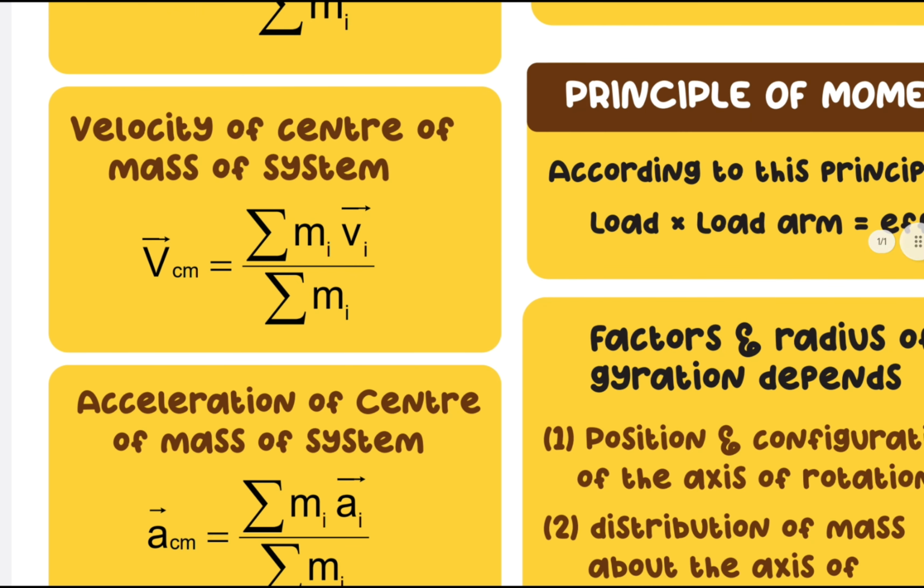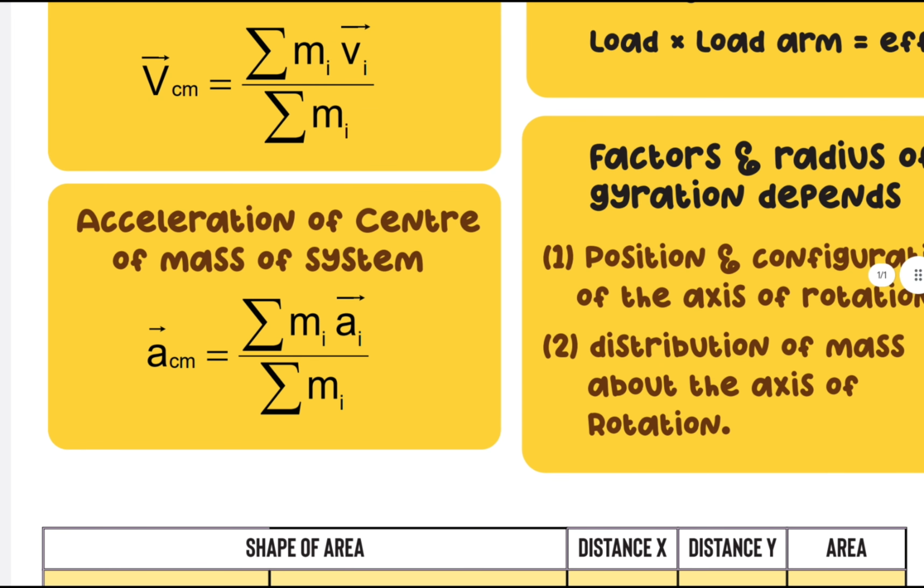Velocity of center of mass of a system is equal to summation of mass and velocity divided by the sum of the mass. Acceleration of center of mass of a system is equal to summation of m and acceleration divided by summation of the mass.